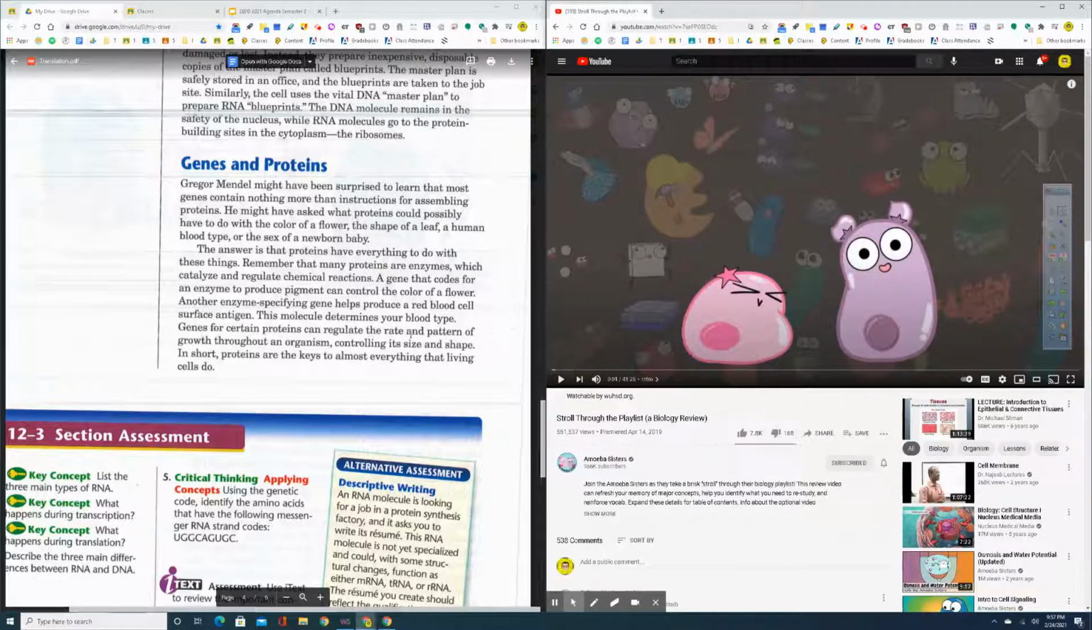So hopefully this helps. Translation is a very tricky process, but I think we've gone through it. And now it's time to learn about mutations. So see you in class.